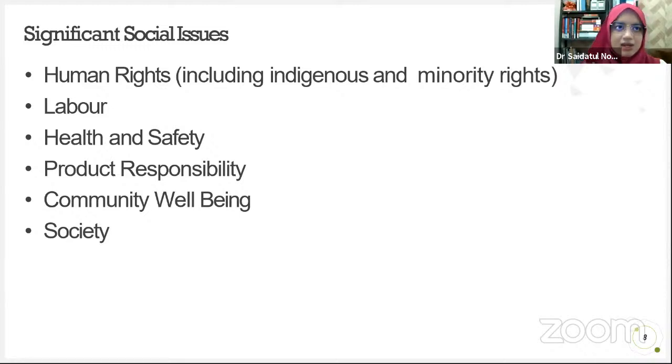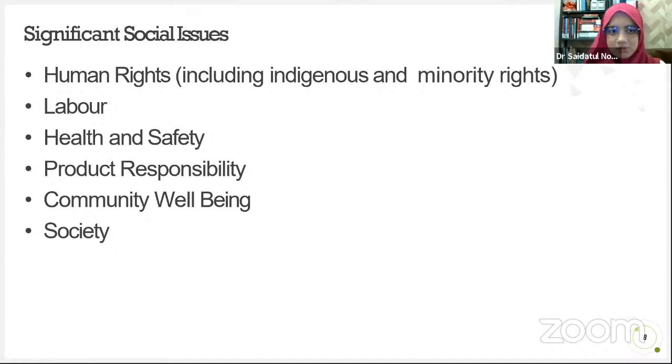Labor rights, when you talk about sweatshops, labor rights is very, very crucial. Health and safety, product responsibility, community well-being and the society as a whole. So these are all the significant social issues, all the environmental and social issues, you can see that will be different from company to company. Even though they're sitting on the same plot of land, their social or environmental issues would be different depending on the nature of the business.